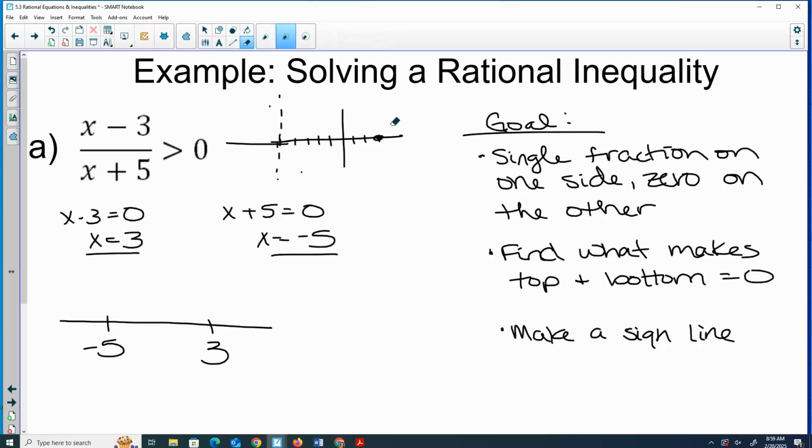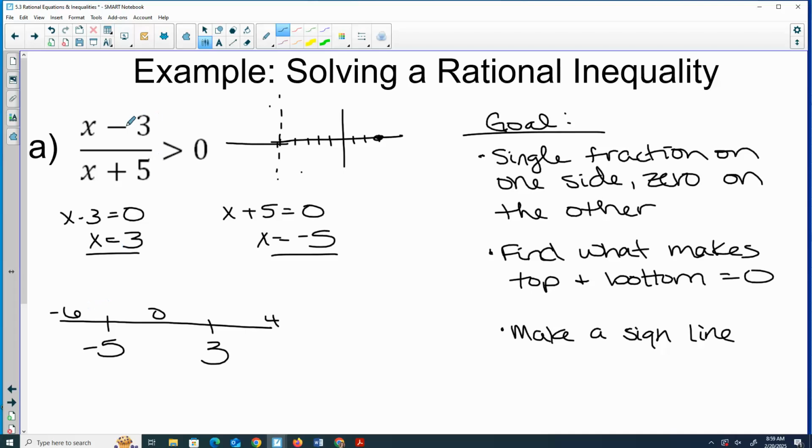Then we pick test points. So if I plug in a number, we need something smaller than negative 5. So what might be a number smaller than negative 5? Then we need a number in between negative 5 and 3. And then a number bigger than 3. Okay, these are my test points, so I'm not putting tick marks and placing them on my number line. Those are just the numbers I'm going to be looking at. All I care about with these numbers is if this fraction is positive or negative.